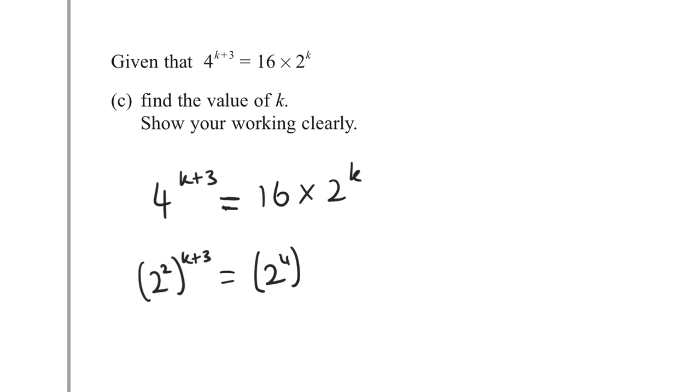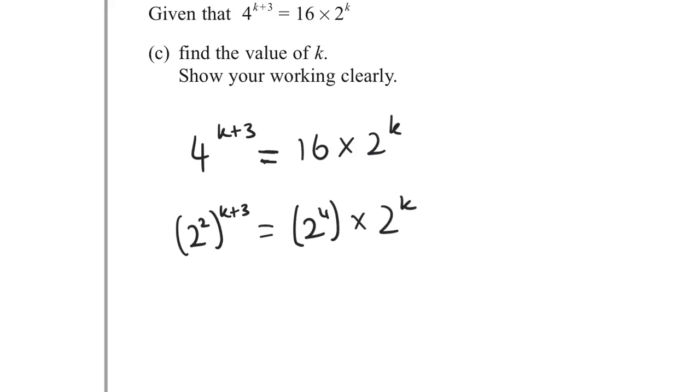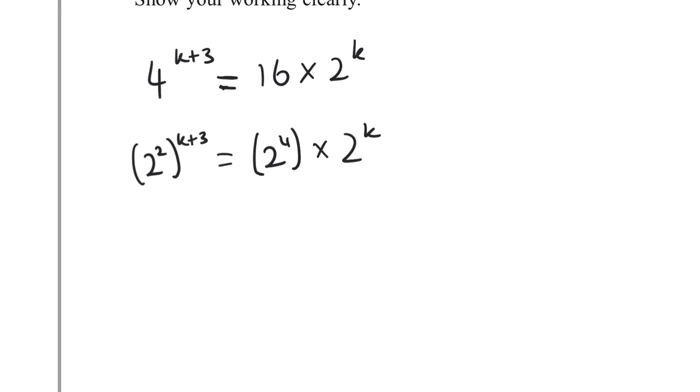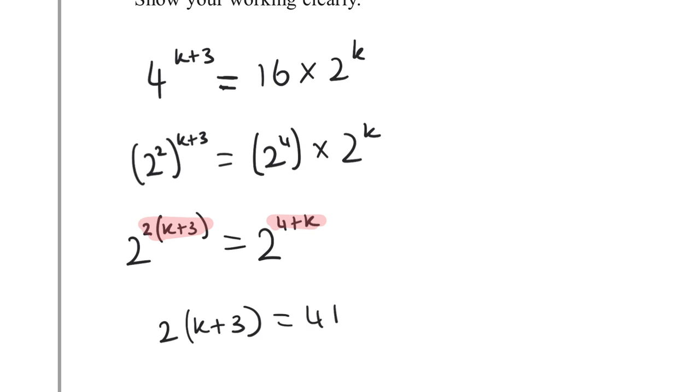16 can be written as 2 to the power of 4. And then we have 2 to the k. Now all the bases are the same, we can manipulate. This raised to this power is 2 to the power of 2 times k plus 3. And we know that when we multiply with the same base, we're adding. Essentially, because we now have 2 to the power of something equals 2 to the power of something, these are actually equal to each other. So we can get rid of the base 2 and say 2 times (k plus 3) must equal 4 plus k.